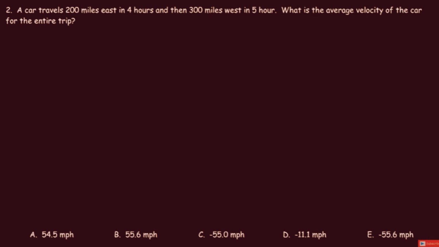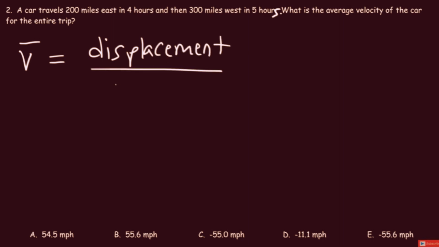A car travels 200 miles east in 4 hours and then 300 miles west in 5 hours. What is the average velocity of the car for this entire trip? So how is this problem different from the last problem? How can we calculate the average velocity of the car? The average velocity is equal to the displacement divided by the total time, as opposed to the total distance covered divided by the total time. So what is the displacement of the vehicle?